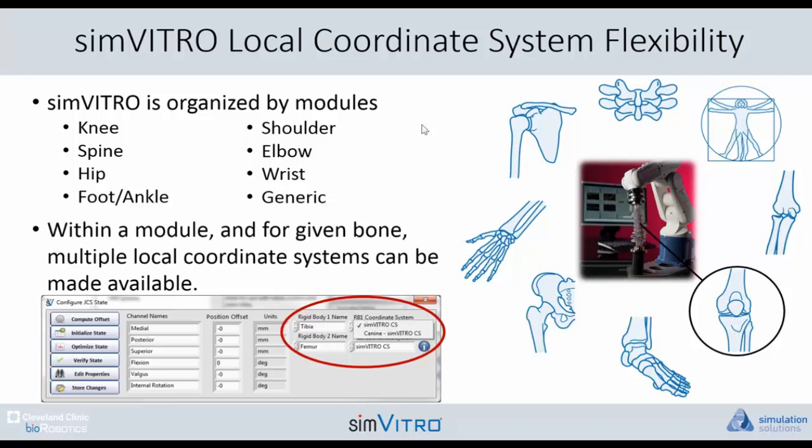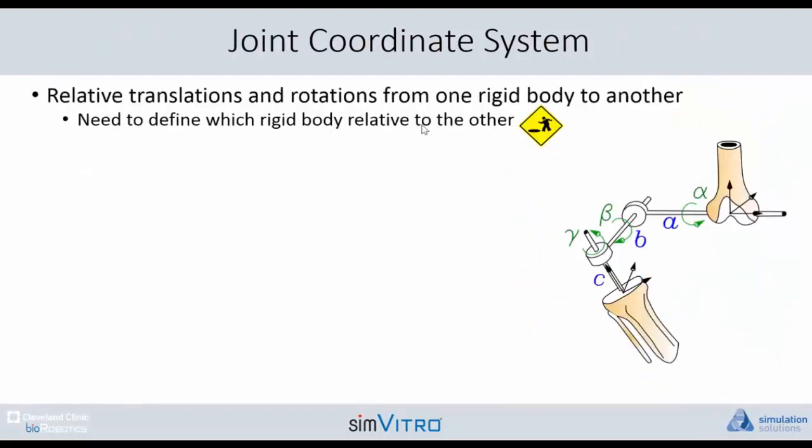Even within a specific rigid body or specific bone, you can have different coordinate systems, because like I said, the ISB standards can't do everything for everybody. For example, we have a regular coordinate system we use, the simVITRO one. We also have the K9 one, and that's because the tibial plateau angle is a bit different on the tibia, and you have to handle that a little bit differently. So we want to make it flexible for people to use, but still try to follow the guidance of the ISB standards.